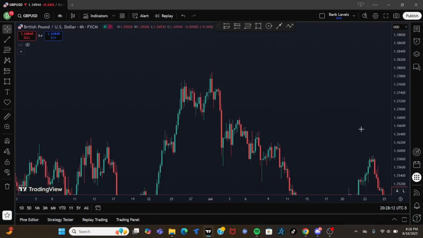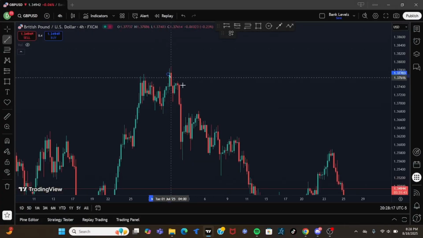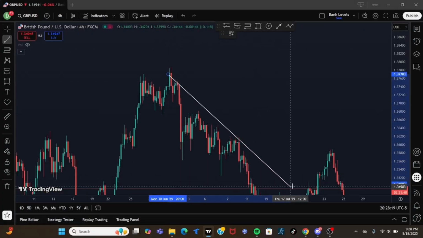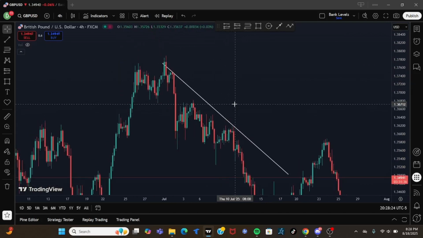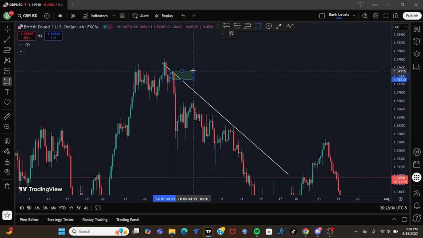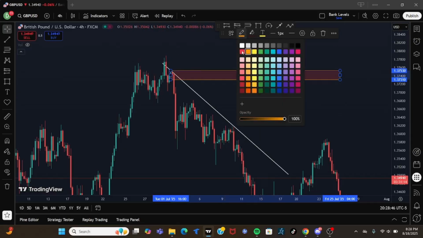Okay, we're still on the 4 hour, and this is now a downtrend. You will want to be looking for supply zones. So you want to find the start of the gap. So this is a gap. You want to get the lowest point of the candle to the top point of the candle and just drag it right. Change the color for y'all so y'all don't get confused.